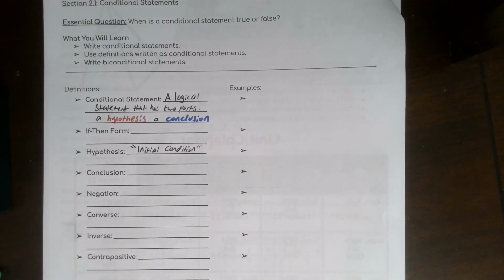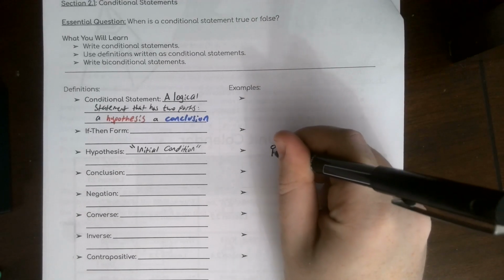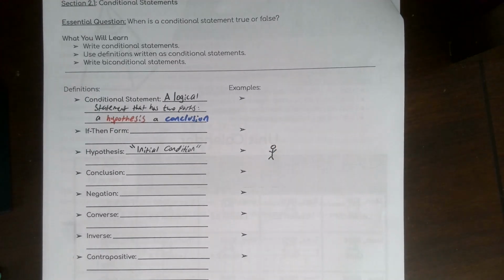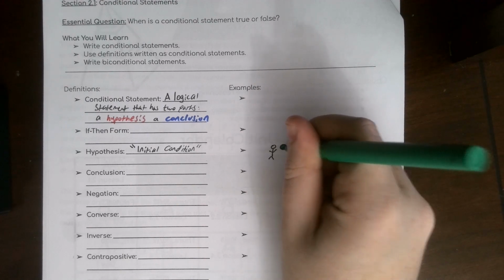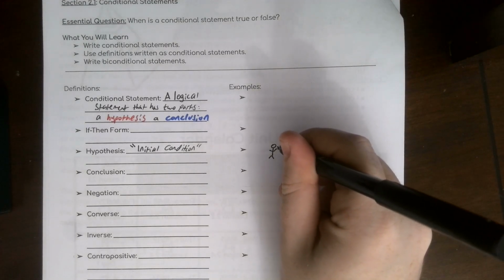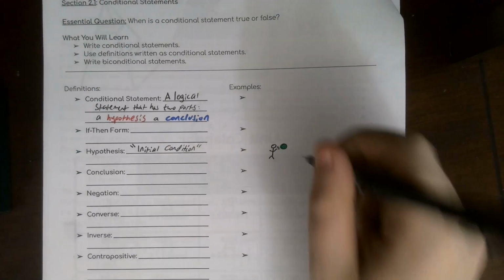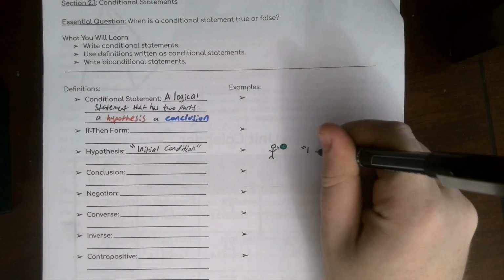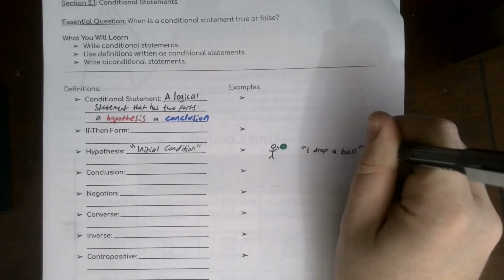I'll give you an example through drawing. Let's say that I drew the following here. I'm drawing myself. There I am. I know it's a very accurate drawing of myself. And I have a green ball that I have just let go of. That's me letting go of the green ball. Me throwing away a green ball or dropping a green ball could be a hypothesis because it's the first thing that happens. So I drop a ball would be a hypothesis.